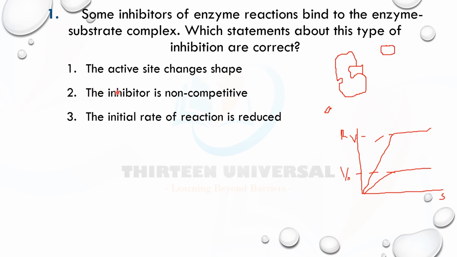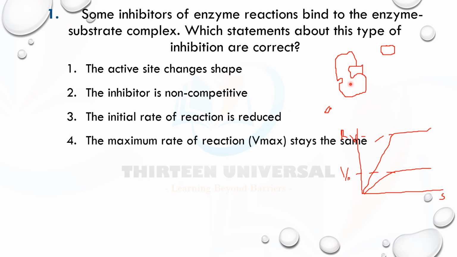Number 2 is correct, number 3 is correct. Number 1 is not correct because it cannot change the shape again. When it binds to the enzyme-substrate complex, it cannot alter the shape again. It can only alter the shape if the substrate has not attached to the enzyme. The maximum rate of reaction doesn't stay the same, it decreases from here to here. So 4 is wrong. I think 1 is also wrong.